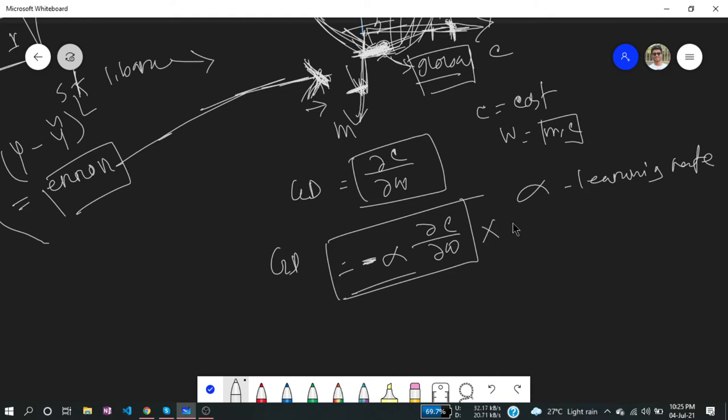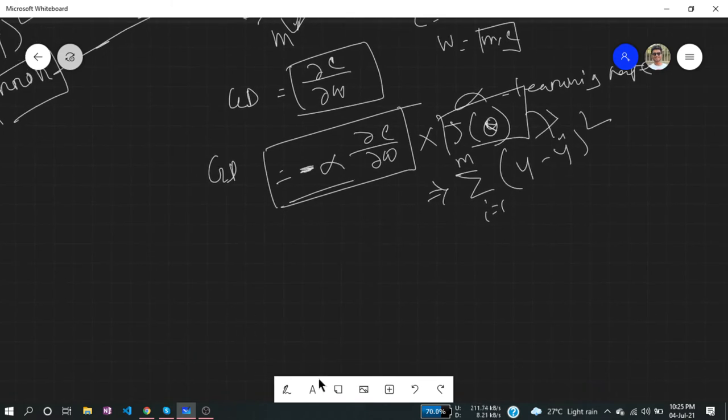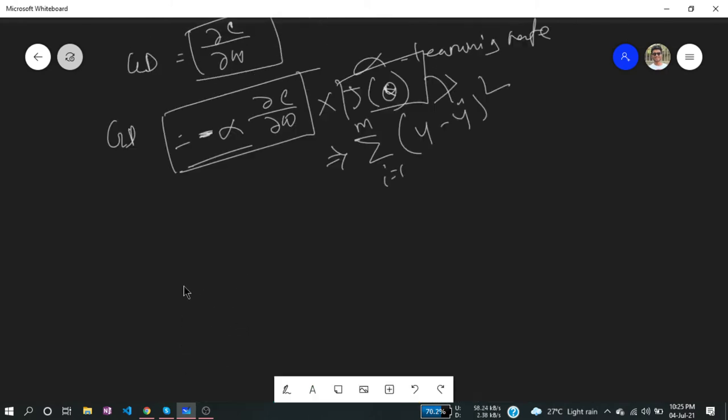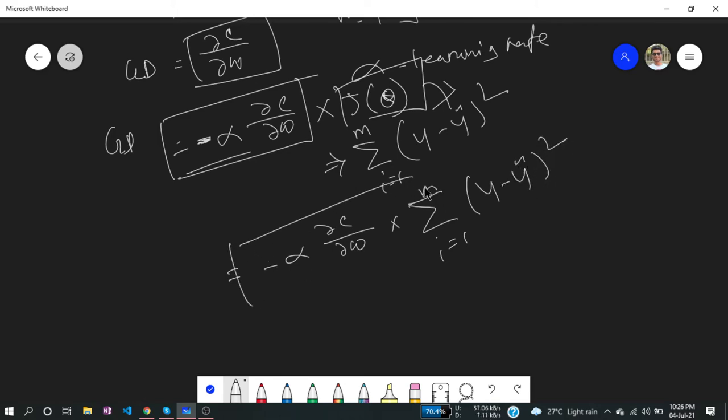Then we multiply by our cost here. This is the cost, which means the summation from i equal to 1 to m of y minus y predicted. Are you getting it? Okay, if I write it properly, it is minus alpha, derivative of C with respect to W, times the summation of i equal to 1 to M of (Y minus Y hat) whole square. This is your GD formula. This is your gradient descent formula.